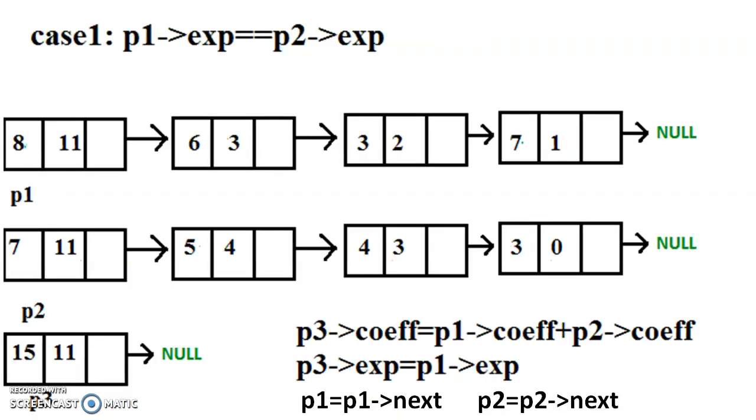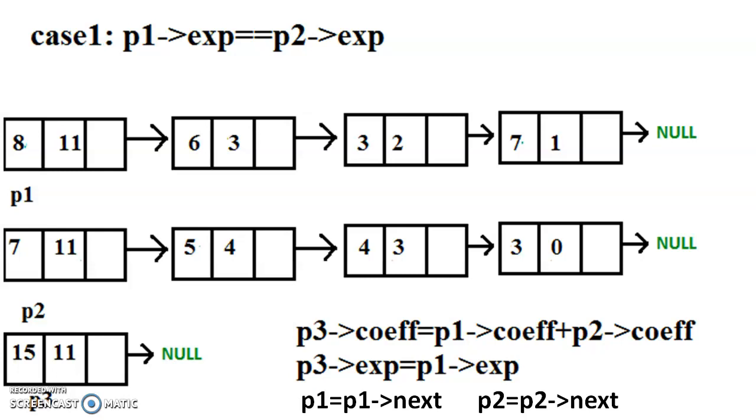So when we are adding the polynomials, mainly we have to consider 4 different types of cases. Here I have taken two polynomials. The first polynomial is represented by P1 and the second polynomial is represented by P2. And the resultant polynomial is represented by P3. That means the start of the first polynomial is P1, the start of the second polynomial is P2, and the start of the third polynomial is P3. P1, P2, P3 represent the three polynomials.